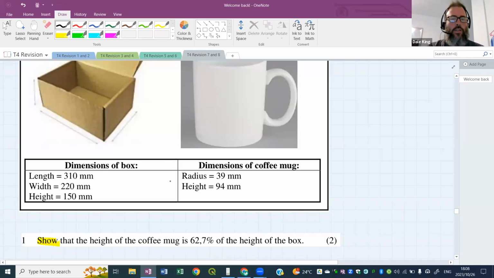So I want you guys to please try this one, a nice warm up. Show or prove that the height of the coffee mug is 62.7% of the height of the box. Shouldn't be too difficult. Now, you guys are going to do the calculation and all write out 62.7% on the screen. That's not going to help me. So I need someone brave enough to come online and show me how they got this calculation. Is there anybody out there that can help me with this?